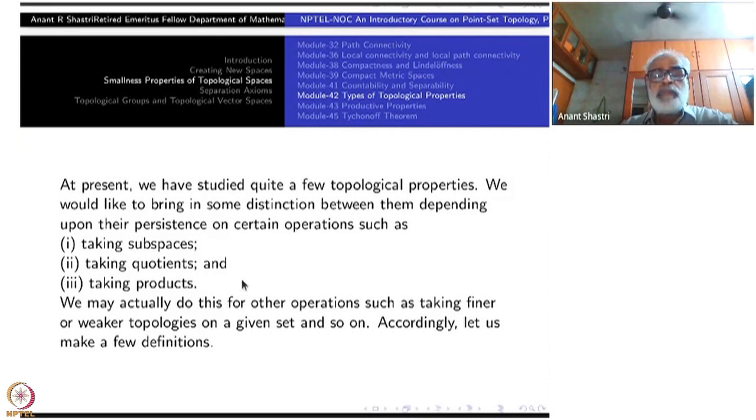Later on, we can't do all of that. As soon as a new topology comes, we can keep asking this question for that topology according to the time availability or our mood. And then there are many other kinds of questions you can ask. Whether it will persist on taking closed subspaces or open subspaces instead of arbitrary subspaces. So there are modifications of such questions also. So this is what I mean by studying the properties of the topological properties.